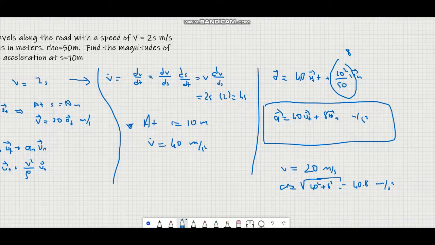So as you see, we can solve this if we have the time function or the position function of the velocity given. So we can find it using normal and tangential directions and solve all these questions easily.